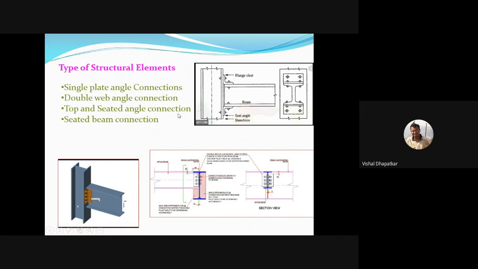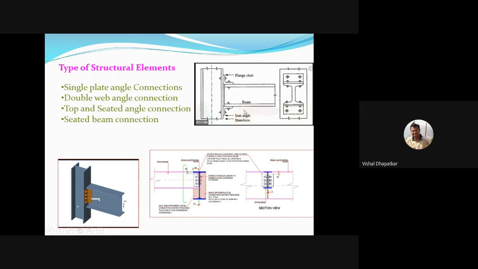Top and seated angle connection. In this case we have one angle at the top and another angle at the bottom. This is called the seat angle and this is the top angle. The seat angle helps for the erection. We can place this angle before erection, and we can just raise the beam during erection so that we can put bolts on the top angle.